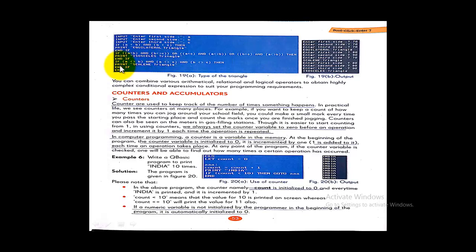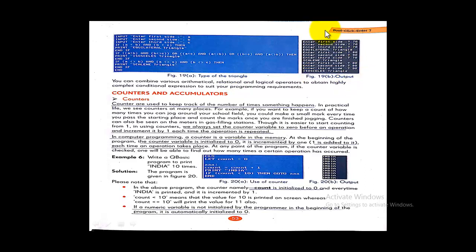Now in the third condition here, if A not equal to B and A not equal to C and B not equal to C, now all the three sides are not equal, so it prints as scalene triangle. Now this is a program to find the type of the triangle inputting the three sides.